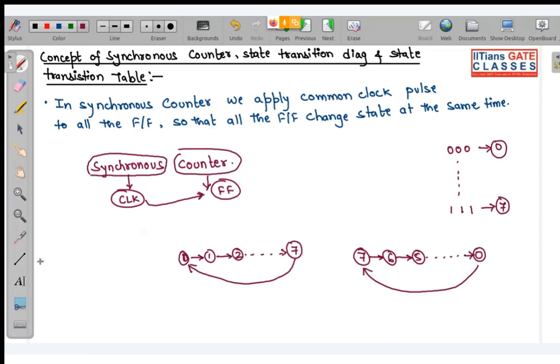And your counting sequence can also be like this: 1 to 3, 3 to 7, 7 to 6, then again back to 1. So any random count like this can also take place. Why? Because a synchronous counter takes help of the next state equation to build the counting sequences, which we are going to see. Such random counting sequences are also possible to generate.